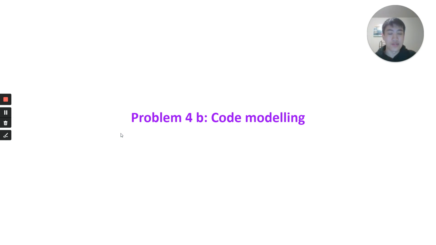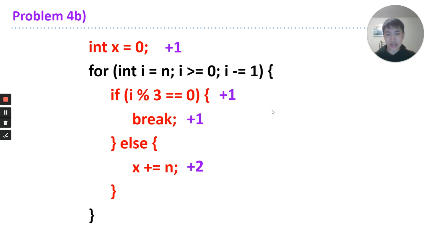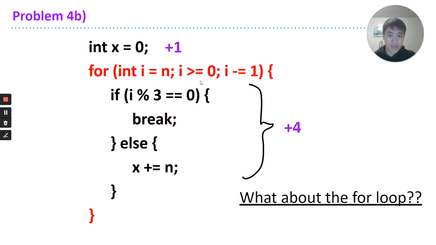All right, now for 4b. So just straight up, we have constant work right here, but now we have this loop, right? If we look at it at a glance, it seems that it'll always run n times, right? We start i at n, and we reduce i until i reaches 0. But it turns out that this break statement actually does something special. It will break whenever i is divisible by 3. And I argue that this will always happen within 3 iterations.